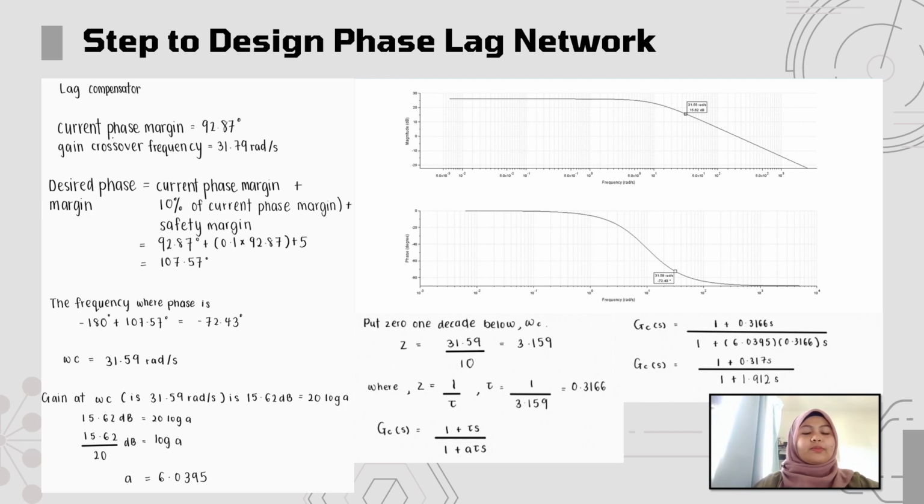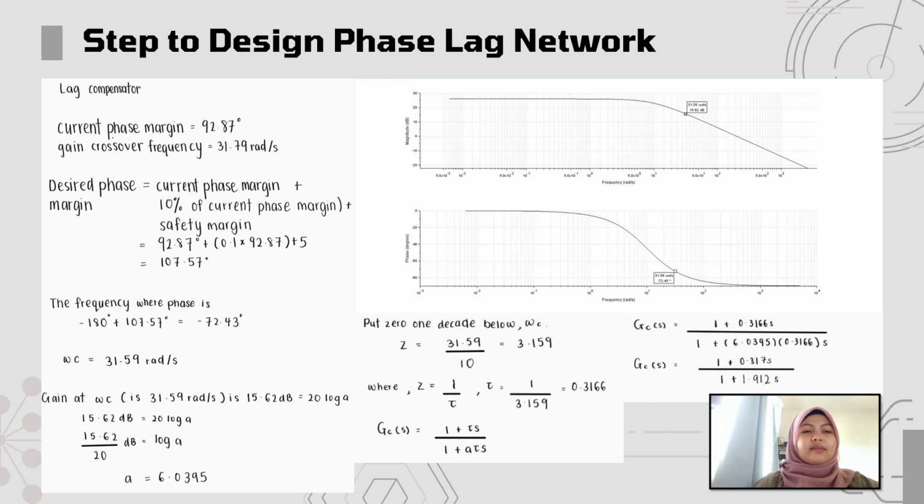Since the question asks to improve the phase margin of the response by 10%, we need to calculate the new desired phase margin. The new phase margin can be calculated by adding the current phase margin plus 10% of the current phase margin plus the safety margin. Therefore, for the desired new phase margin, we get 107.57 degrees. Next, we need to find the frequency. Before we find the frequency, we need to calculate the phase first. For the phase, we add negative 108 plus 107.57. Therefore, we get negative 72.43 degrees.